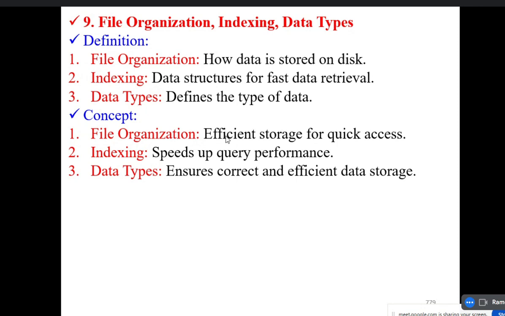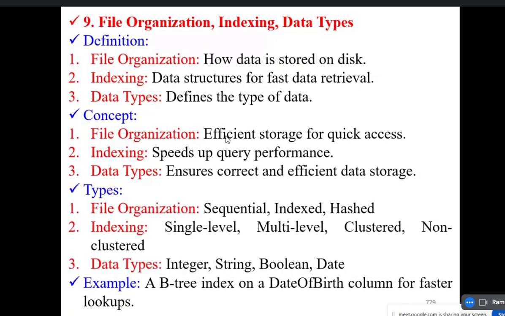Indexing is used by arrays, B trees, hash tables and B plus trees. Based on the index position, we are storing the elements. For searching very fast, in order of one iteration, we are retrieving the element. That is called indexing. It speeds up query performance. Order of one, keep in mind. Data types ensure correct and efficient data storage.